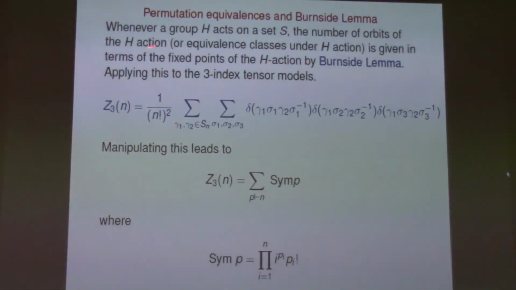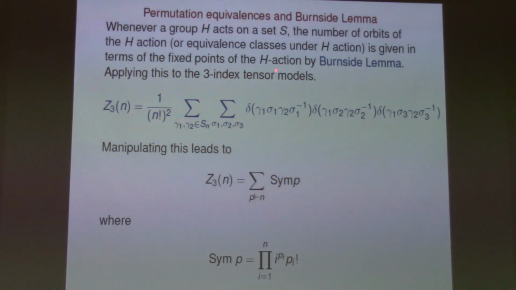Once you have the group action, this gauge equivalence, it acts on a set. The set is the triple of permutations. There's a very beautiful theorem in combinatorics which is called the Burnside lemma. You have a group H acting on a set S. You want to know how many inequivalent orbits there are for this group action. The Burnside lemma says the number of orbits is given by 1 over the size of the group. So in this case, the group is Sn left and Sn right, so n factorial square. And then sum over the number of fixed points of the group action.